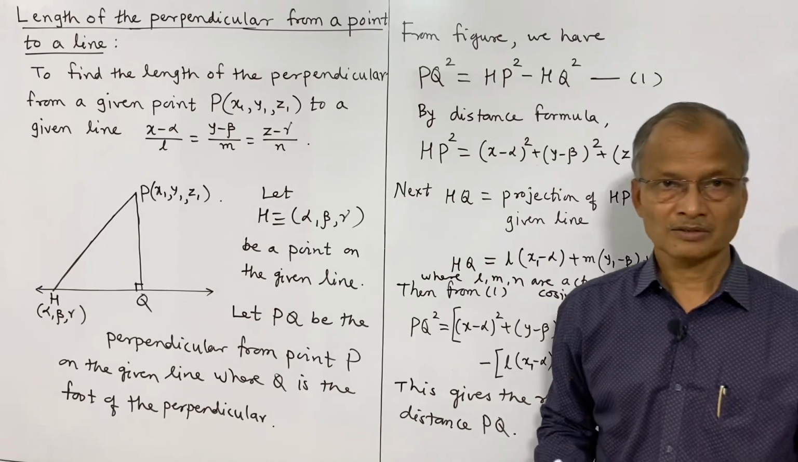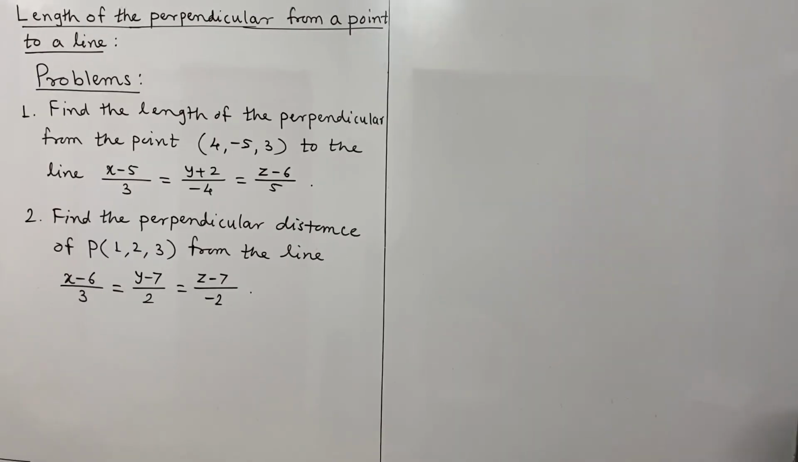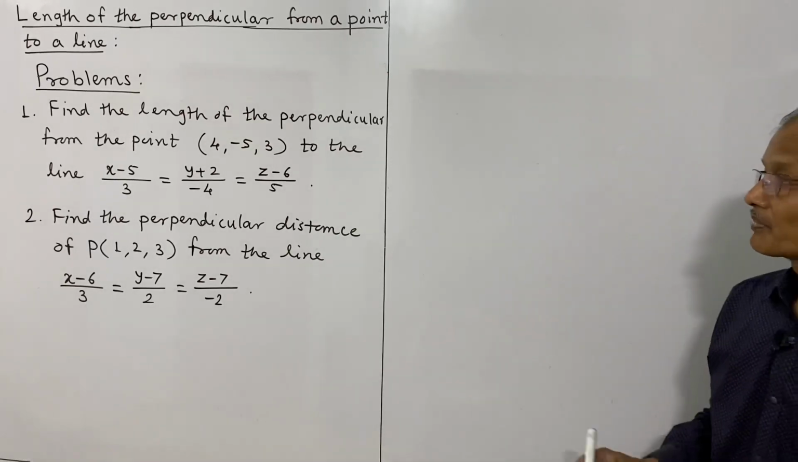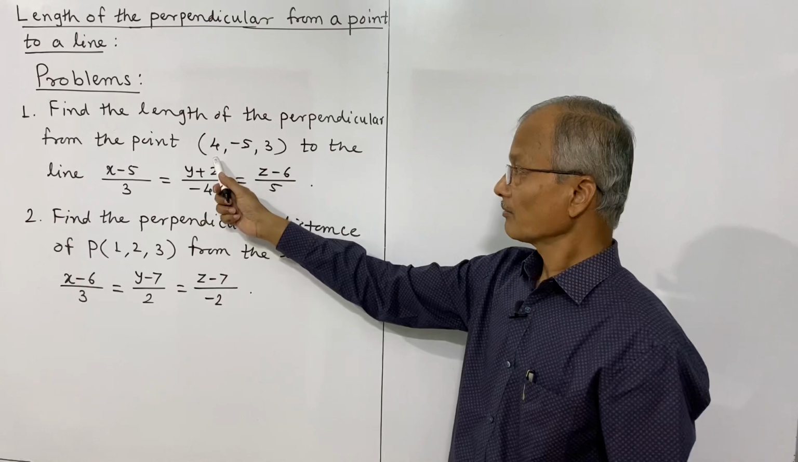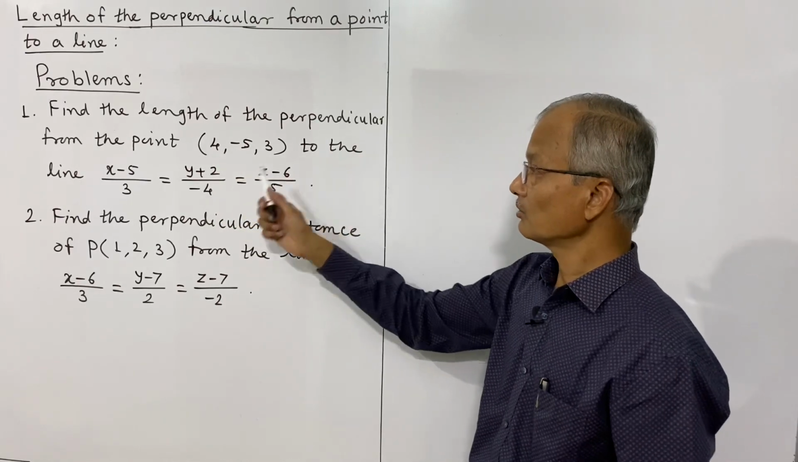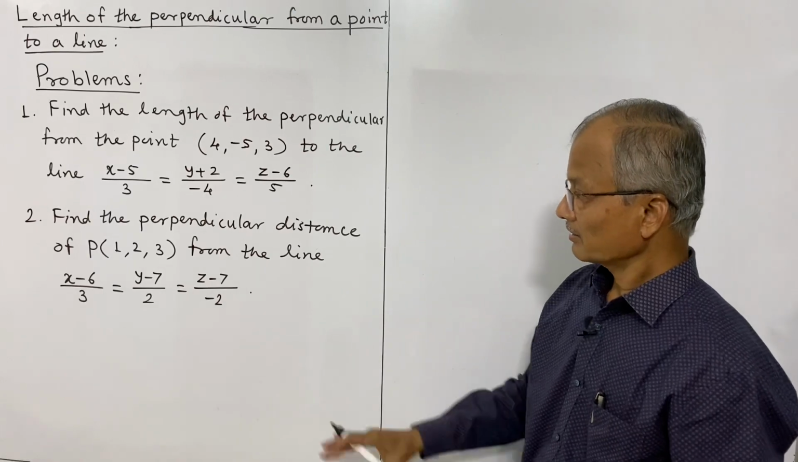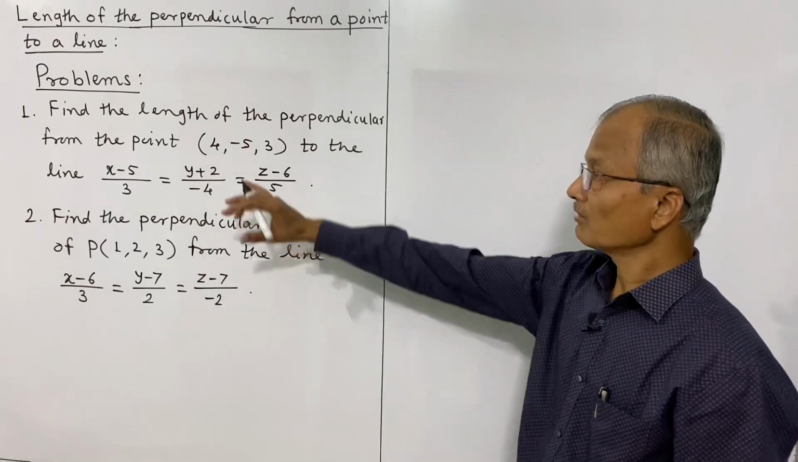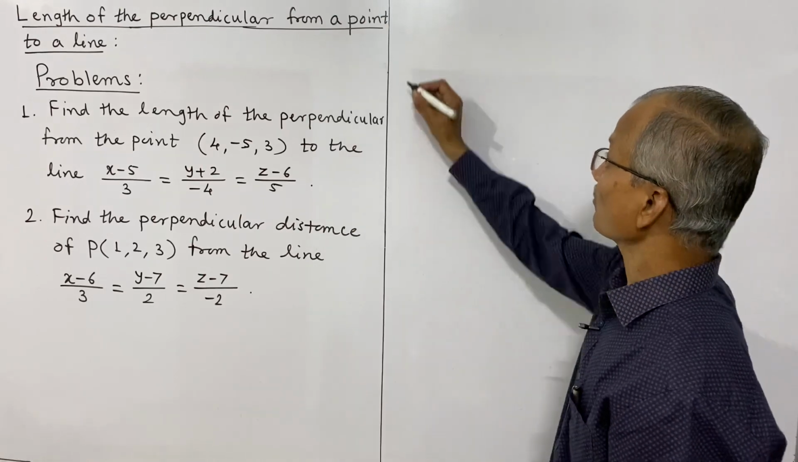Now we shall solve the problems on it. The first problem is to find the length of the perpendicular from the point (4, -5, 3) to the line, given in symmetrical form. And the second is similar to this. We shall solve first the problem 1. So the solution for the first problem.